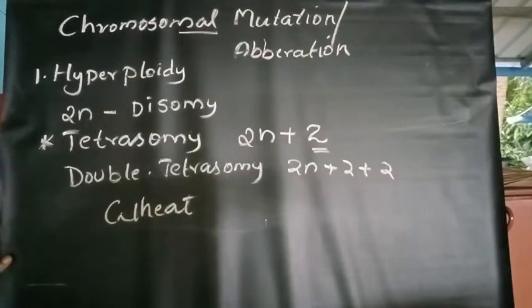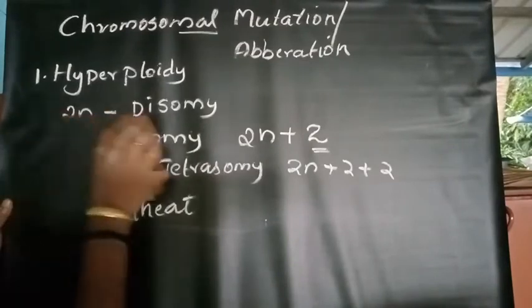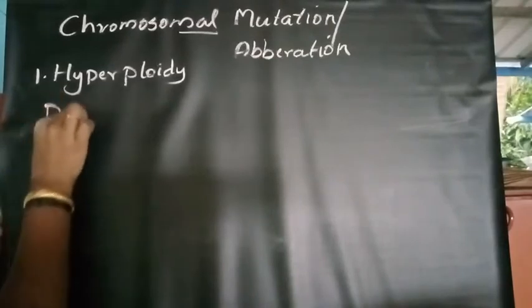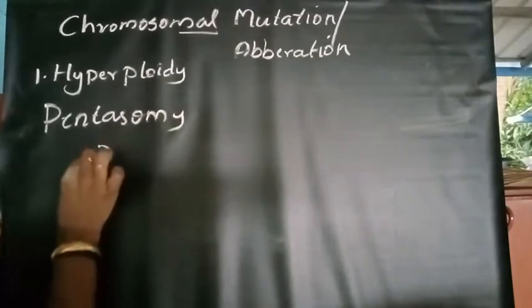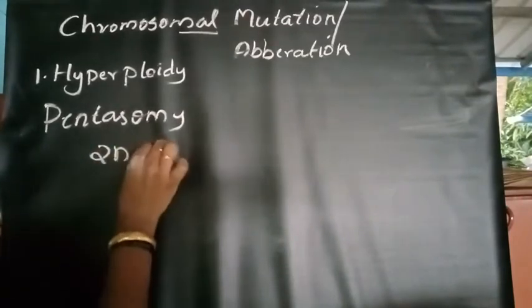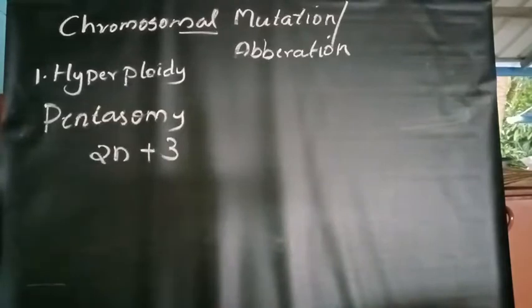Then pentasomies are there. Pentasomy is the addition of three individual chromosomes from different chromosomal pairs to a normal diploid. That is called pentasomy. This is the normal diploid set 2n, with addition of three different chromosomes from different chromosomal pairs.